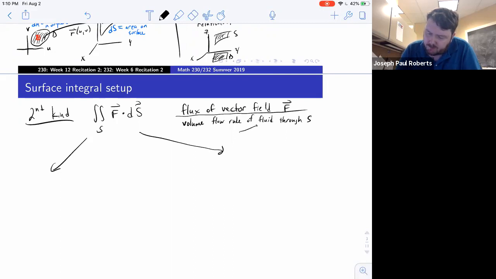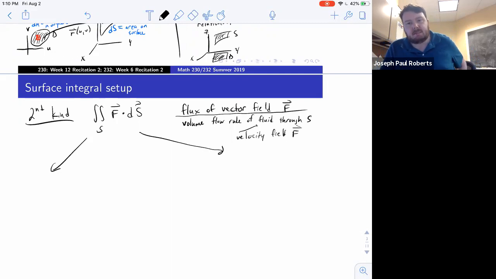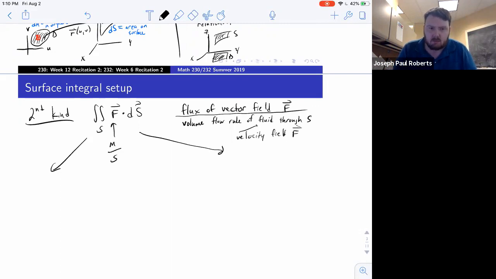And the fluid has velocity field given by your vector field. So remember, that was one of our other interpretations of vector field arrows, that you can imagine it being ocean currents or air currents around an airplane wing or something like that. And so if you think about these units here, if this is the velocity of something, it's going to be length per second. And then this is going to have units of area, so that the units of the flux in this context would be meters cubed per second. So that's what I mean by volume flow rate.